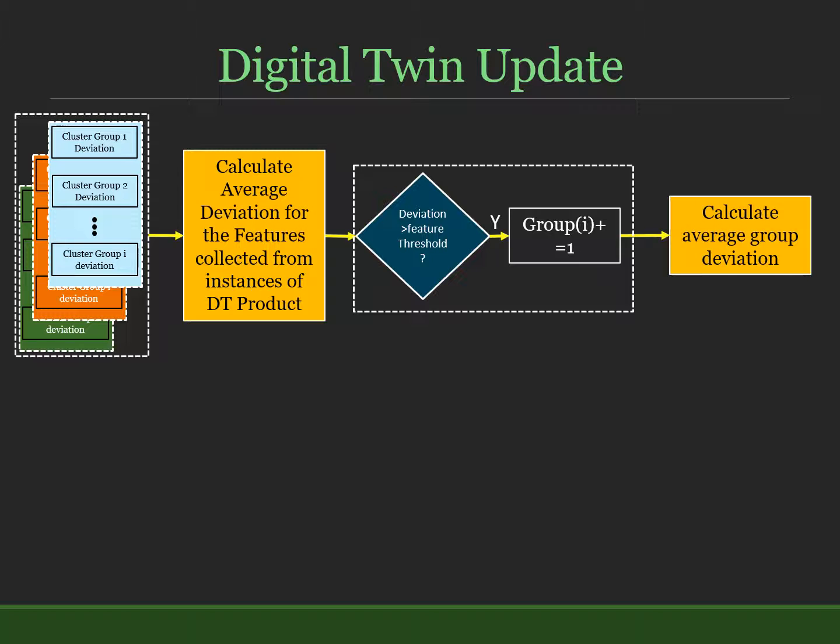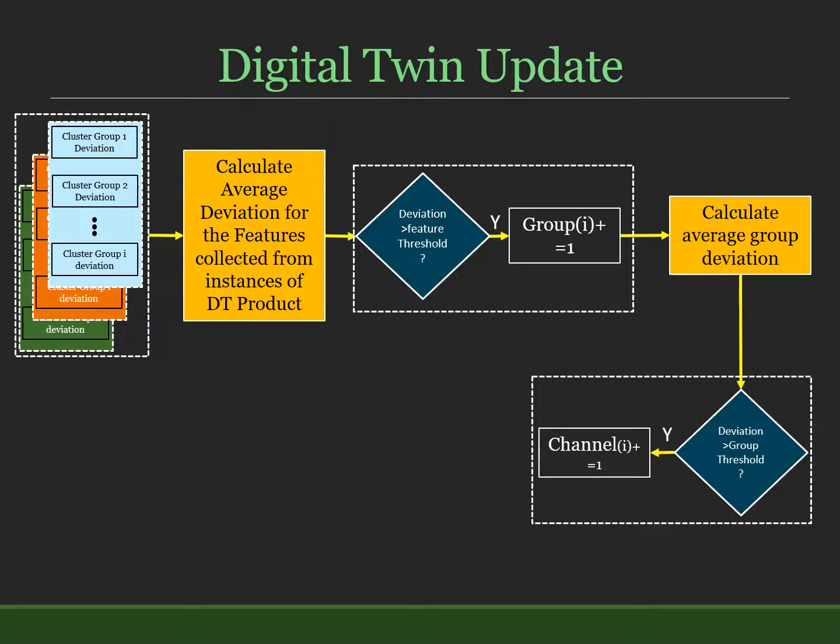The group deviation for each of the features is added if the deviation is higher than the threshold. Then, the average group deviation is calculated based on the total number of feature groups. It is then checked if it is greater than the group threshold. If it is higher, the channel deviation for each channel is increased. This is continued until we get an average channel deviation threshold.